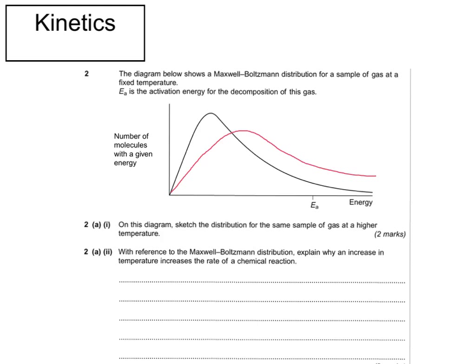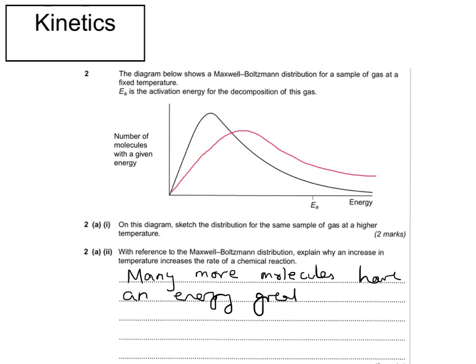And it says, with reference to the Maxwell-Boltzmann distribution, explain why an increase in temperature increases the rate of a chemical reaction. Notice how many marks there are for this. Can you see it? Oh no, you can't. I've cut it off. But there are 2 marks for this, and that's because they want the word many first. That'll give you your first mark. If you have everything else, just writing many by itself won't get you any marks. So many more molecules have an energy greater than the EA. You don't have to write activation energy, you can just use the symbol, seeing as they've done that in the graph.